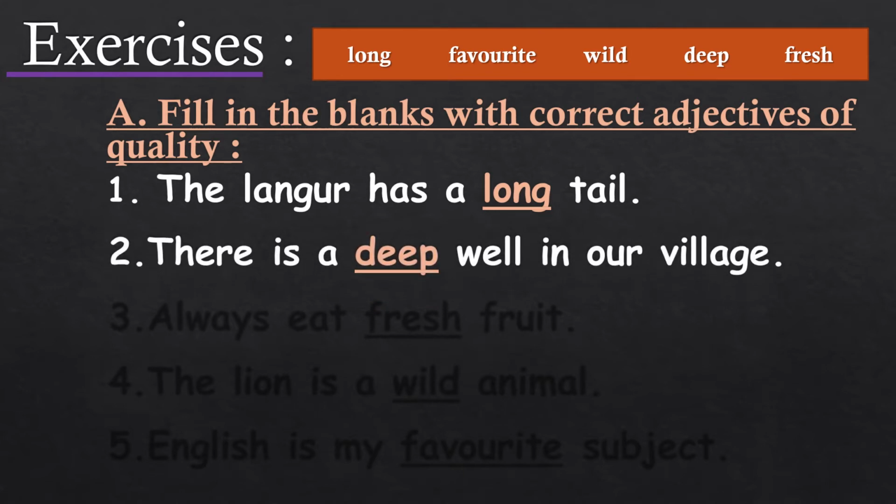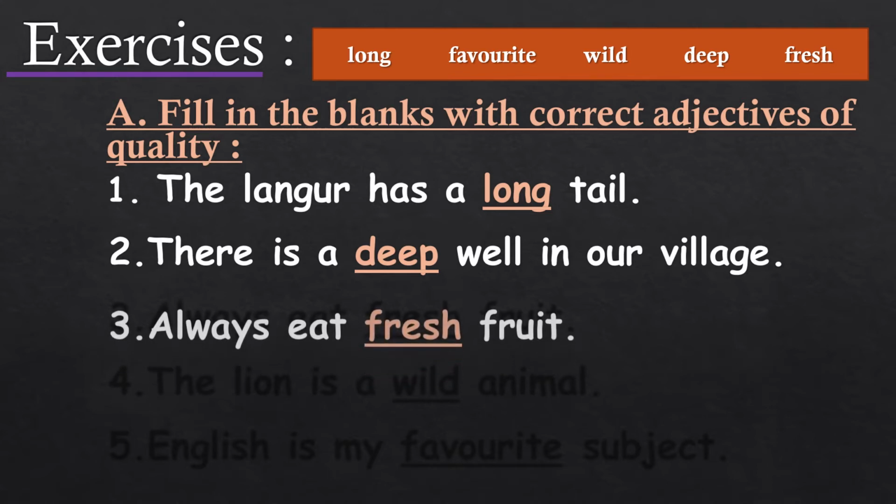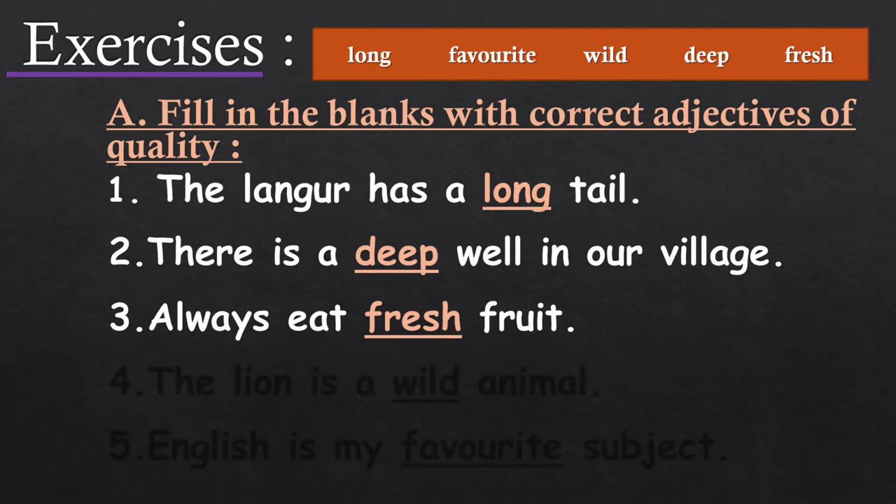Second, there is a dash well in our village. For this blank, we will use the adjective deep. There is a deep well in our village. Now the third one we have, always eat dash fruit. Here we will use fresh for the blank and the sentence will be, always eat fresh fruit.